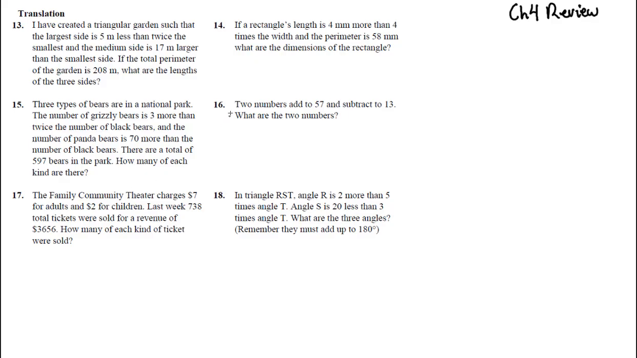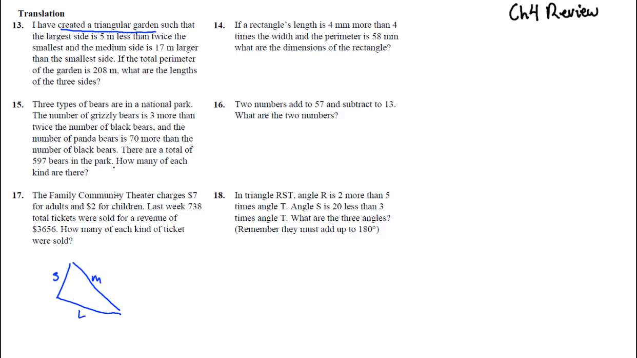Okay, here we are in Chapter 4 review, numbers 13 through 18, with the answers to those. First, number 13: I've created a triangular garden. So let's go ahead and draw that triangular garden down here. There we are. It has a small and a medium and a large side, or so we think.